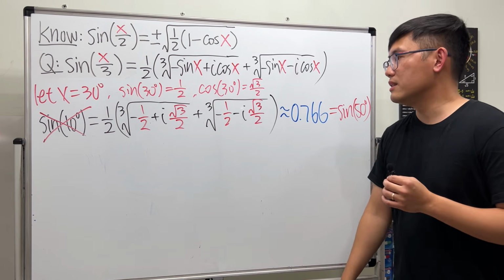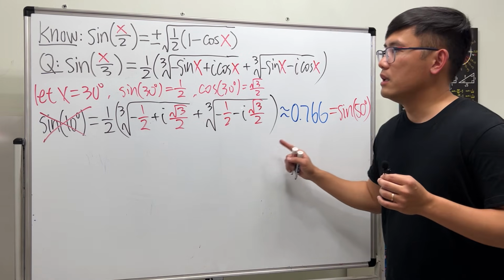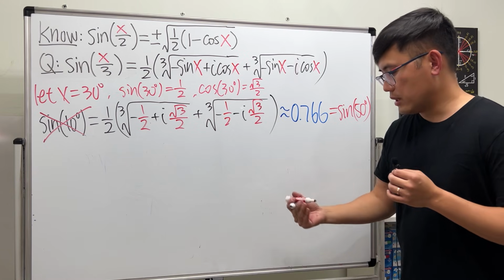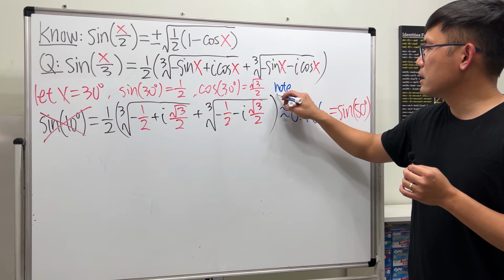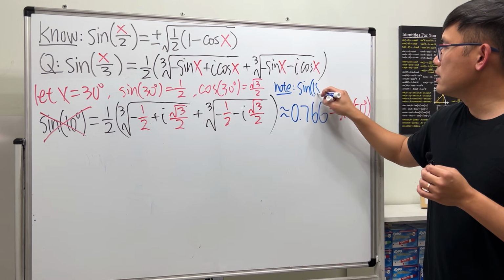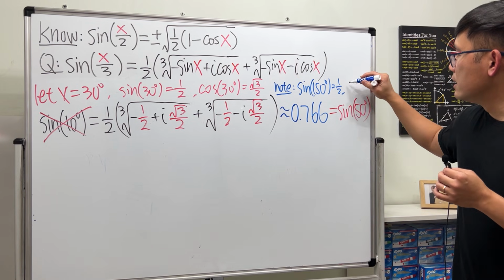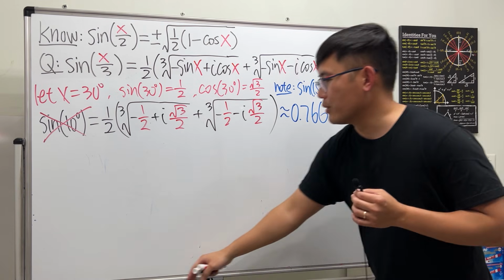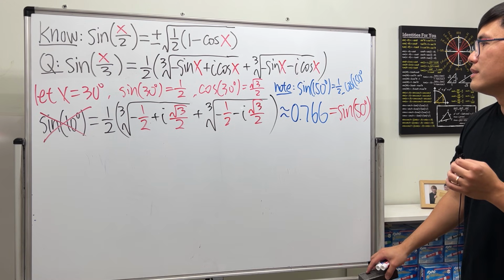Well, the reason is, firstly, if you put 150 into the x right here, you will still end up with the same result. So let me just put a note right here for you guys. Yeah, because sine of 150 degrees is also equal to 1/2. Likewise, cosine of 150 degrees, well, we don't care about cosine of 150 degrees. Oh, we should care, huh?